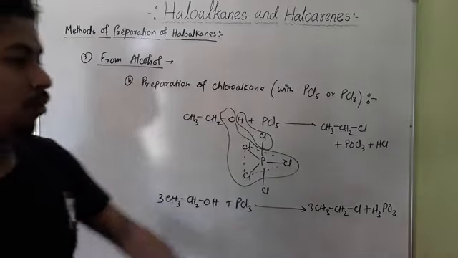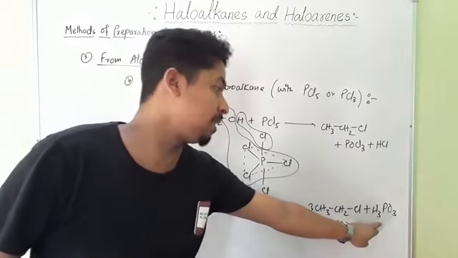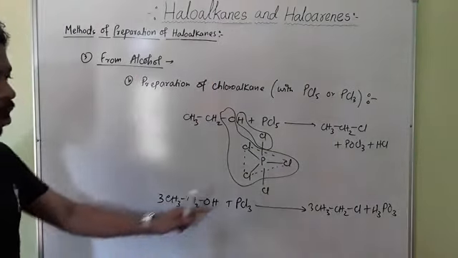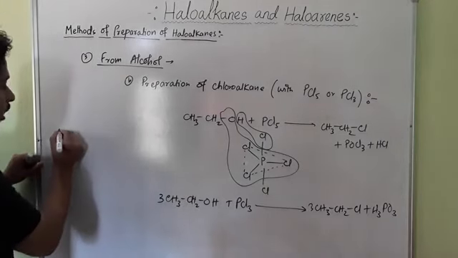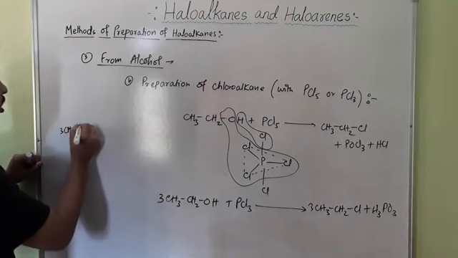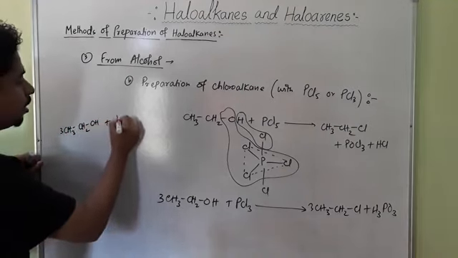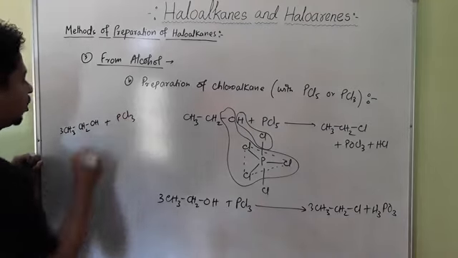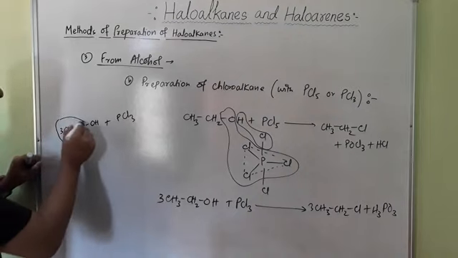What is the name of this H3PO3? The name of H3PO3 is phosphorus acid. Now one question comes: how does this reaction occur? If you write this reaction here, 3 molecules of CH3CH2OH and PCl3.